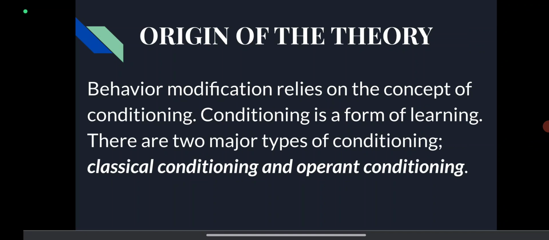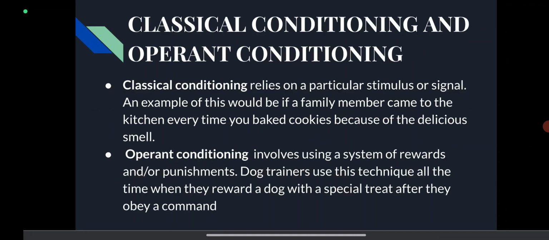Origin of the theory. Behavior modification relies on the concept of conditioning. Conditioning is a form of learning. There are two major types of conditioning: classical conditioning and operant conditioning.